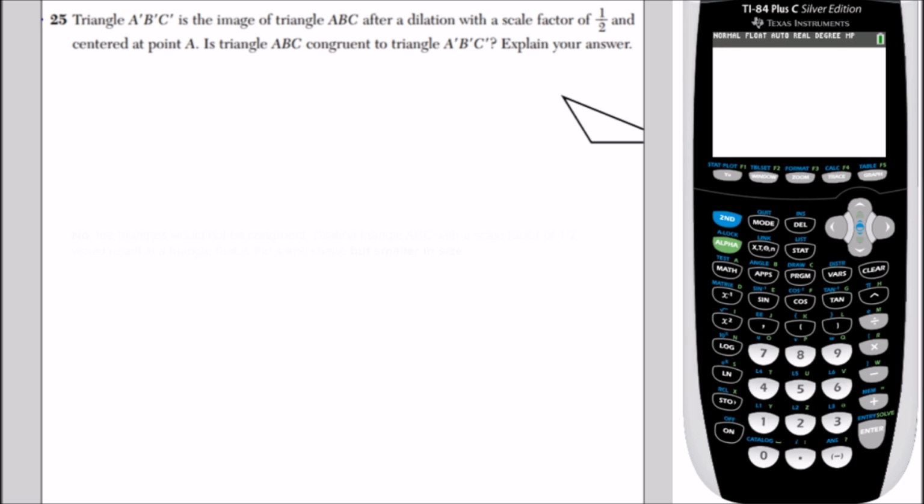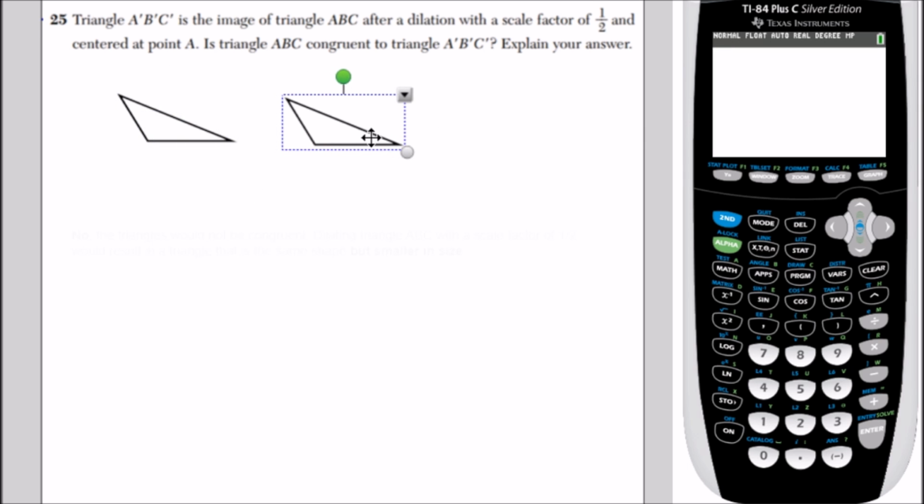So question 25, we're trying to determine if triangle ABC is congruent to triangle A prime, B prime, C prime, and the transformation that occurs here is a dilation with scale factor 1/2. So real quick, if I scale this original triangle down by a scale factor of 1/2, the resulting triangle is going to be smaller than this, so they can't be congruent.